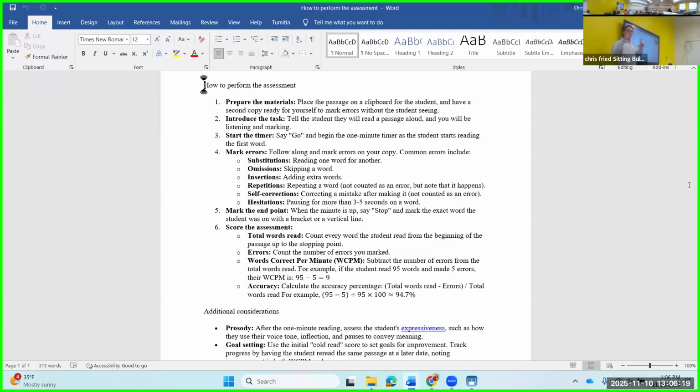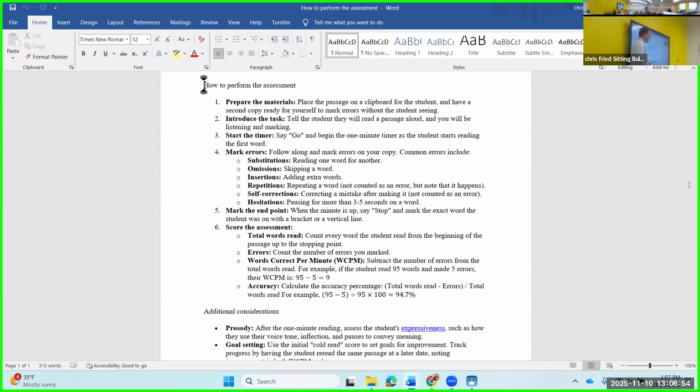Then you go through and score it on the same script. How many total words did they read? Total words read is all of them, even the ones that are incorrect. Then how many errors were there? You subtract the errors from the total words, and you can do the accuracy component: divide that by the total, then multiply by 100 to give the percentage. So that's an easy one, like 95 out of 100.